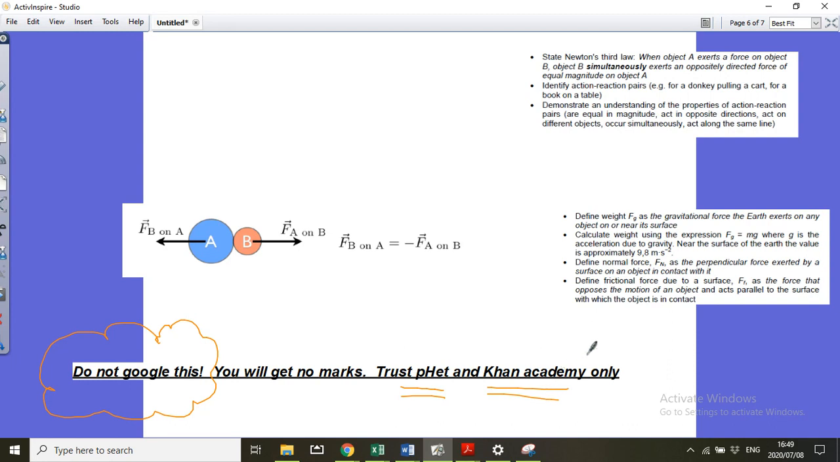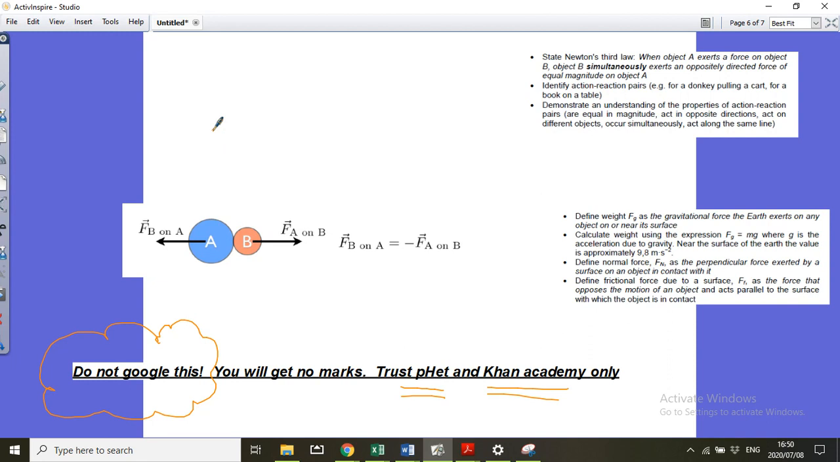But your book describes this very nicely. Newton's third law says, if object A exerts a force on object B, then object B exerts a force on object A with the same size but in opposite directions. And that is what is important. The forces have the same size, but they're just acting in opposite directions.